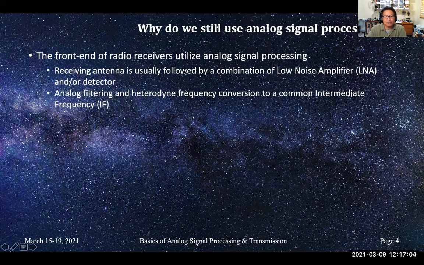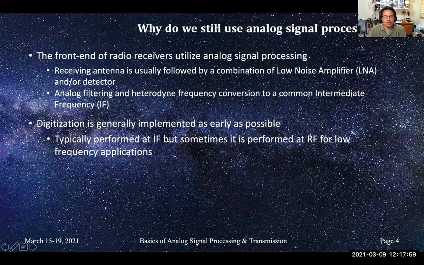The receiving antenna is usually followed by a low noise amplifier because the signal is more often than not weak, because it gets attenuated by traversing through the ether. And we also perform analog filtering very early to reject unwanted signals. For instance, a cell phone is receiving Wi-Fi and everything else that you have in your vicinity, and it could overwhelm the front end. So we do analog filtering, and we do heterodyne frequency conversion to some common intermediate frequency. Cell phones operate at 900 megahertz, Wi-Fi at 2.4 gigahertz and 5 gigahertz, and that's usually down converted to some more easily manageable frequency.